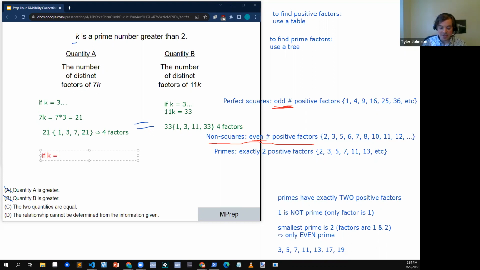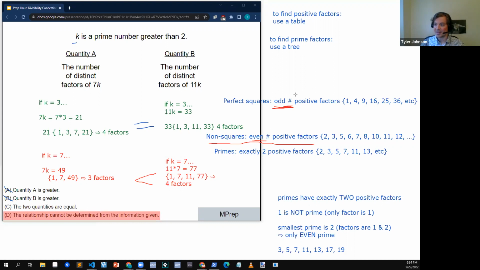So if k is equal to 7, 7k is going to be 49. So I've got 1, 7, and 49 as my factors. That's 3. And if k equals 7 for quantity B, I'm going to get 11 times 7, 77. So my factors are 1, 7, 11, and 77. That is 4 factors. So there's an instance where quantity B is greater. The 4 beats the 3. So I found 2 different relationships here. Your answer's got to be D.